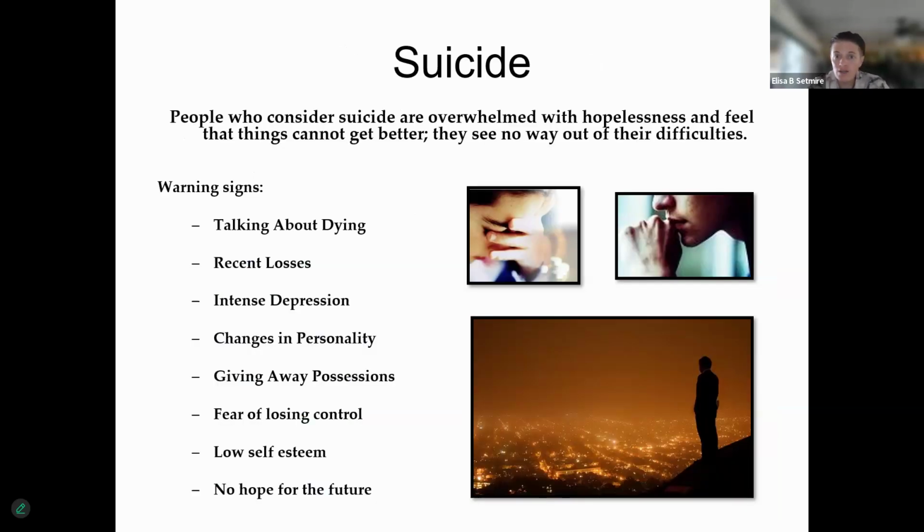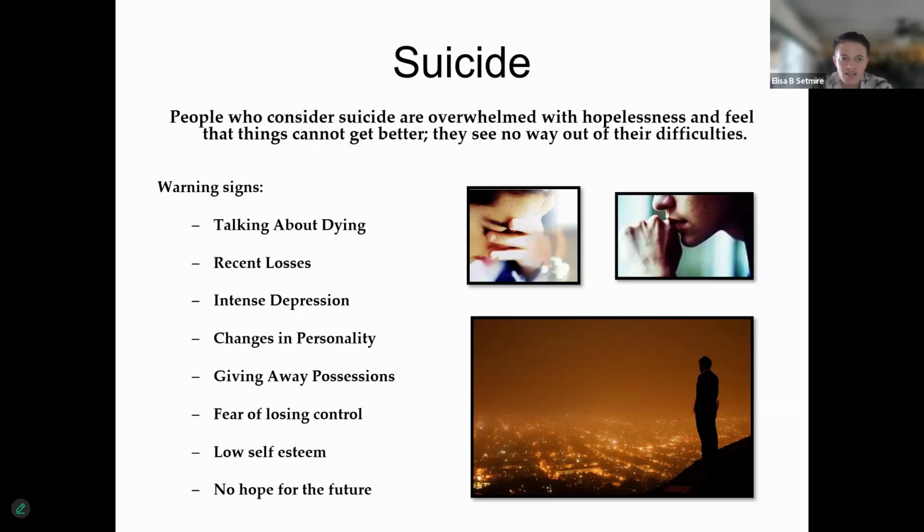Very commonly correlated with mood disorders is suicidality. A lot of people who are depressed become overwhelmed with hopelessness, feeling that things will never get better. They don't see any way out of their difficulties. And that can often lead to self-harming behaviors or suicidal behaviors. Lots of warning signs of this. People talking about dying, having big losses in their life, really severe depression correlates very highly.